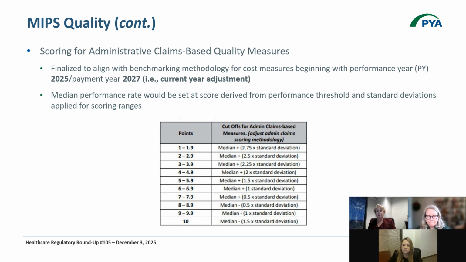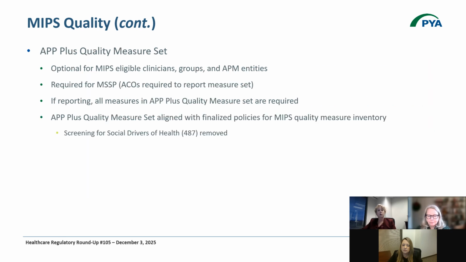The median performance rate would be set at a score that is derived from performance thresholds and standard deviations that are applied to different scoring ranges, as you can see here in this particular table. So the key thing, remember, even though it's proposed and we're talking 2026, sometimes they will make adjustments to current participation and current performance year that are noteworthy as we evaluate all of their final rules.